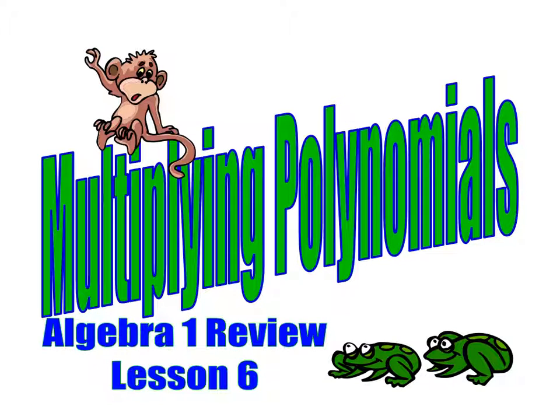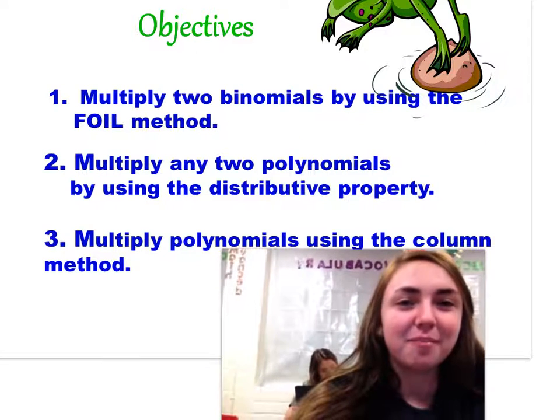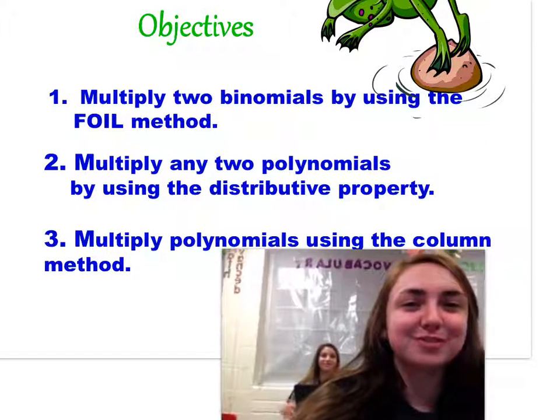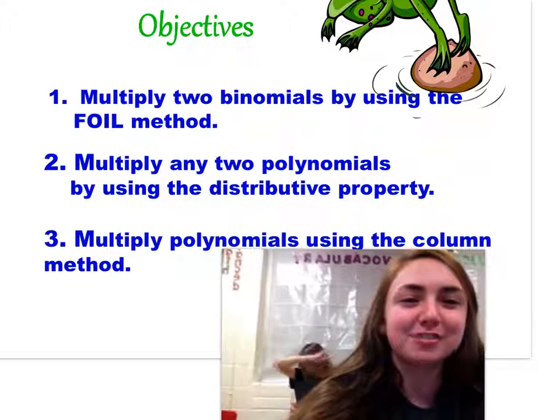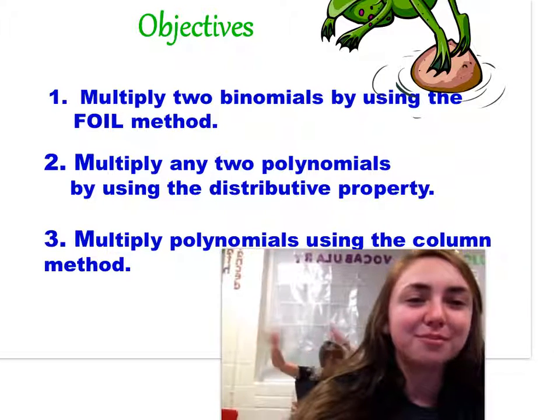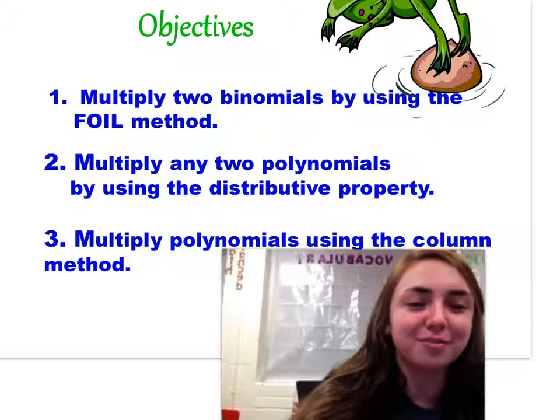Alright, this is lesson 6 and we're multiplying polynomials again. It's just this time we're going to be multiplying either a binomial times a binomial or a binomial times a trinomial. Multiply two binomials by using the FOIL method. Multiply any two polynomials by using the distributive property. Multiply polynomials by using the column method.